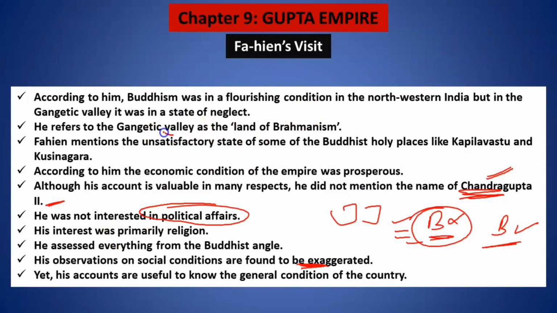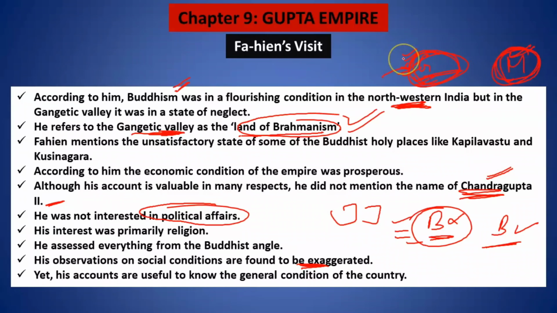Now, this is again a kind of taunt, you can say. He used to refer to the Gangetic Valley as land of Brahmanism because obviously over here the Gupta emperors used to promote Brahmanism. Okay. Now, in some part of northwestern India, you will find that Buddhism was still fine. Why? Because we have already seen Gandhara art and Mathura art. This we have previously read in the previous chapters. In Mathura art, you will find Jainism might be fine, but in the northwestern Gandhara, there you will see that Mahayana Buddhism was becoming prominent. This we have already studied.